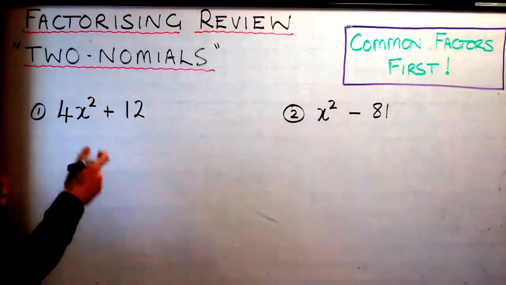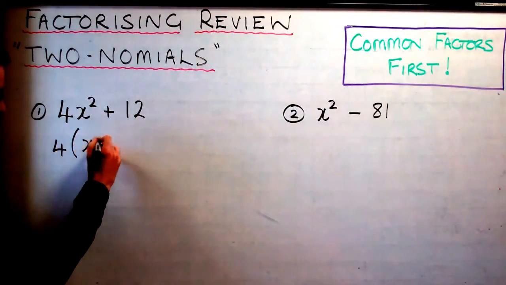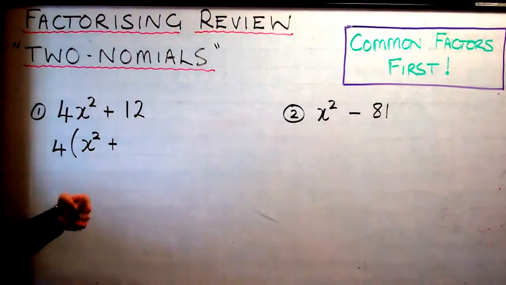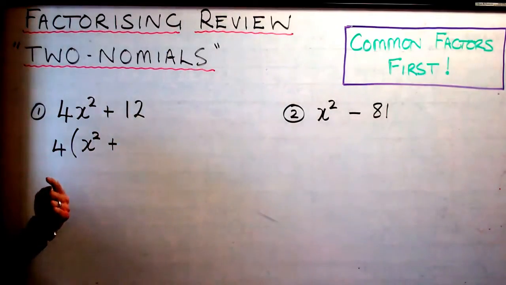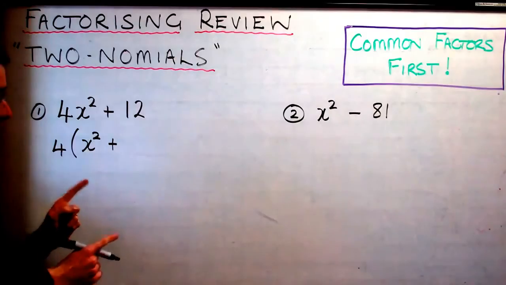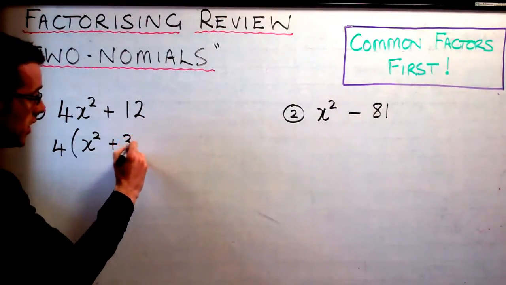Alright, so we take out our common factor, 4, so 4(x squared plus. Now, the point of a common factor is that if we factorise using it and then we multiply the bracket back out again, we get the original expression back. So what do we need to times 4 by to get to 12? We need to times by 3.